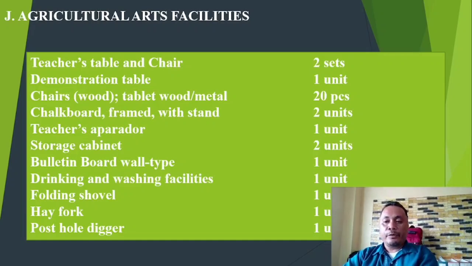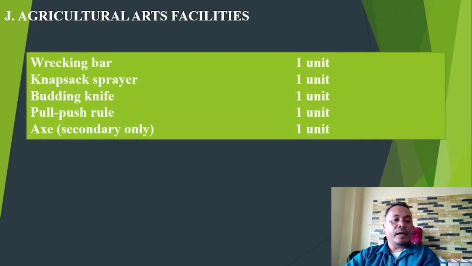Okay, so we have here the teacher's table and chairs, demonstration table, chairs, chalkboard, teacher's apparatus, aparador, storage cabinet, bulletin boards, wall type, drinking and washing facilities, folding shovel, hay fork, post hole digger, and other agricultural art facilities are raking bar, knapsack sprayer, budding knife, push pull rule, and axe. Axe is for secondary only.